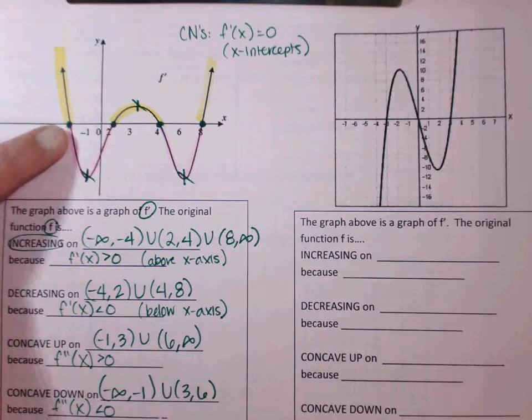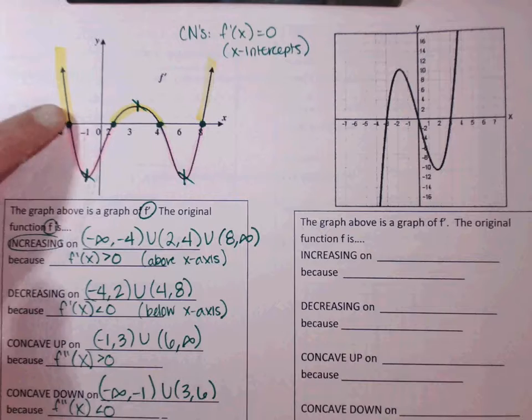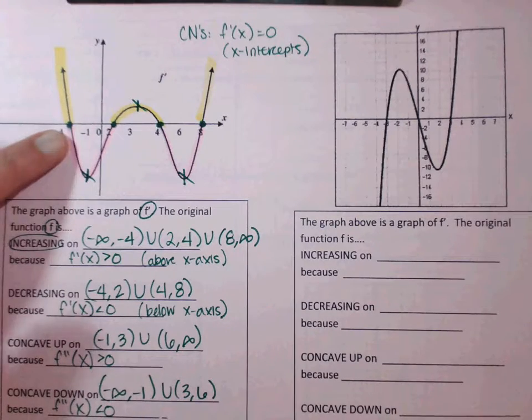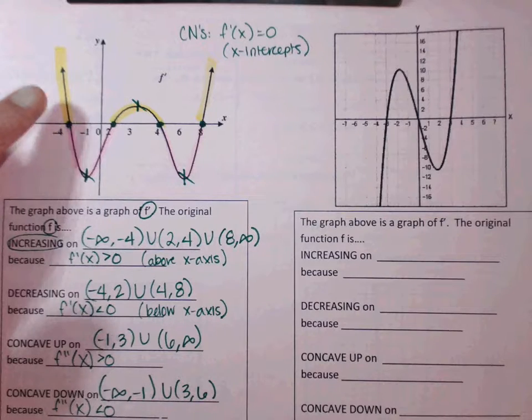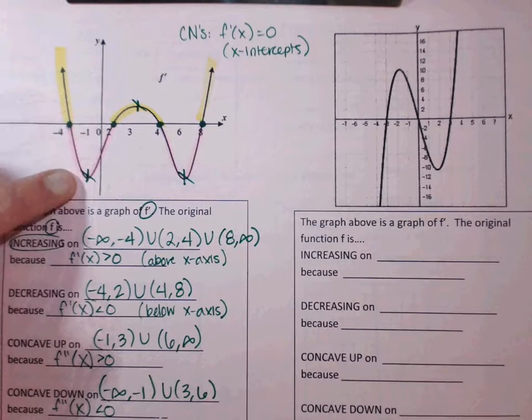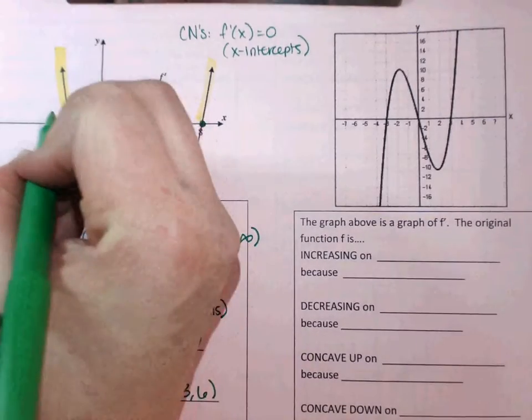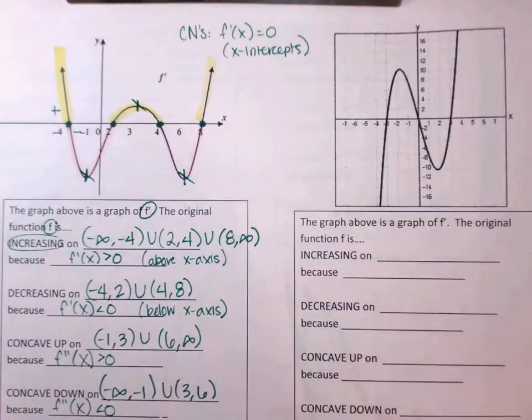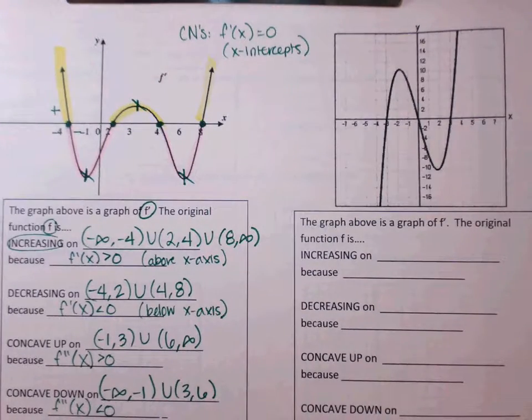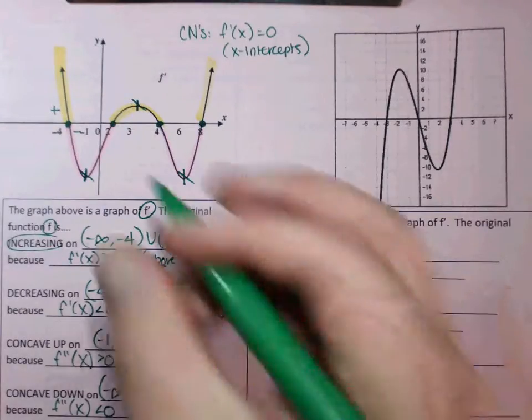So let's focus on this first one right here. In the yellow section of the graph, before negative 4, what was f prime, positive or negative? Positive. What is it after negative 4? Negative. Now remember, this is f prime. So if f prime changes from positive to negative, would that be consistent with a maximum or a minimum? Maximum. If you're not sure, think about the slope change from positive to negative. That makes it a max.